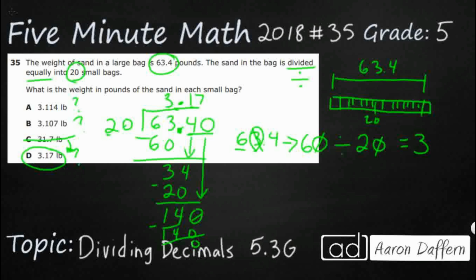Always remember, if you are dividing and you run out of numbers, you don't want a remainder, you can just add a 0 at the end of the decimal. If there is no decimal after the ones place, put a .0 and you're good to go.